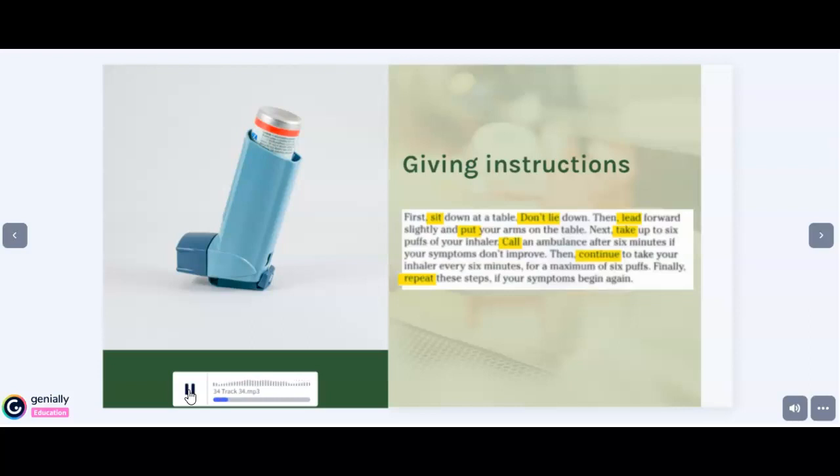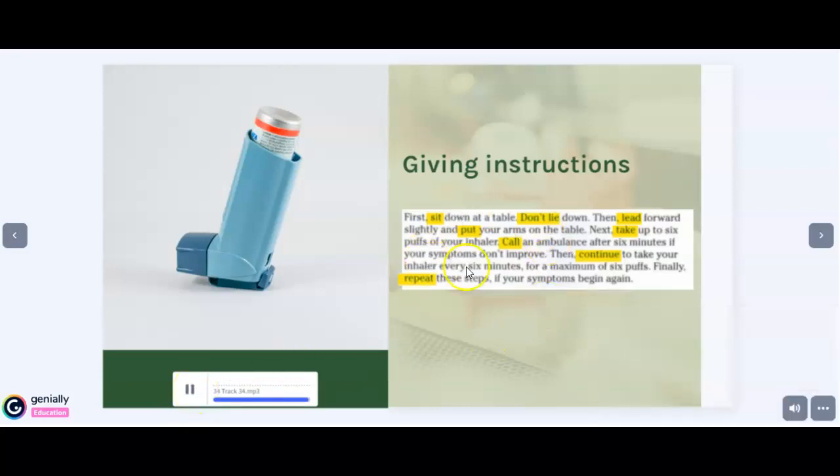First, sit down at a table. Don't lie down. Then lean forward slightly and put your arms on the table. Next, take up to 6 puffs of your inhaler. Call an ambulance after 6 minutes if your symptoms don't improve. Then, continue to take your inhaler every 6 minutes for a maximum of 6 puffs. Finally, repeat these steps if your symptoms begin again.